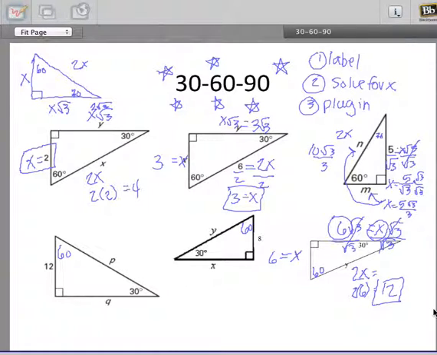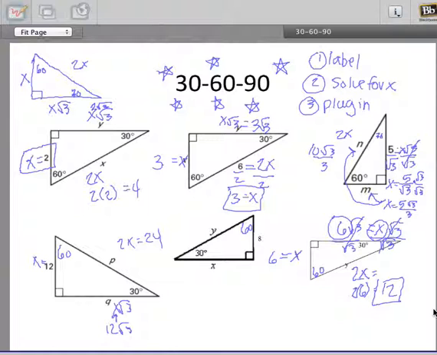Okay? That's the trickiest kind. Otherwise, they're pretty simple. When you're given the side that's across from the 30, it's the x side. Across from the 90, it's the 2x, and across from the 60 is the x radical 3. You solve for x and you plug it in. 2 times 12 is 24. And then you plug 12 right in there to get 12 radical 3. Okay?